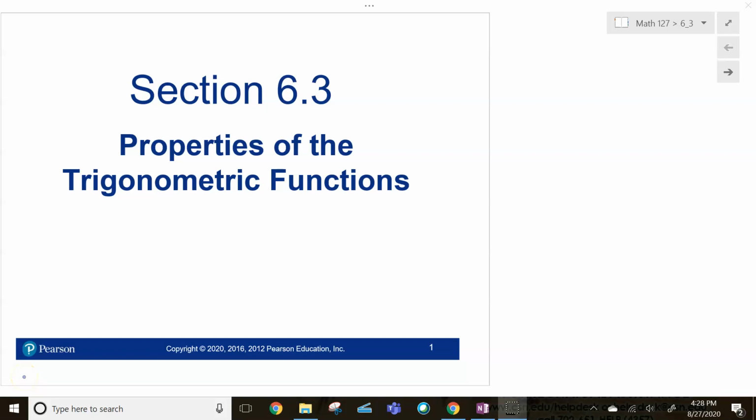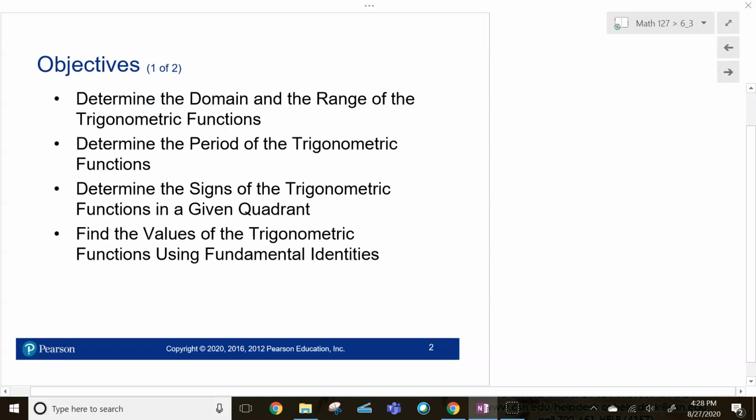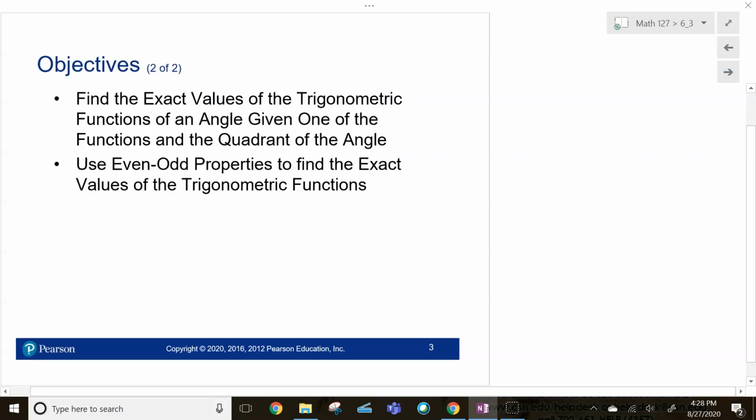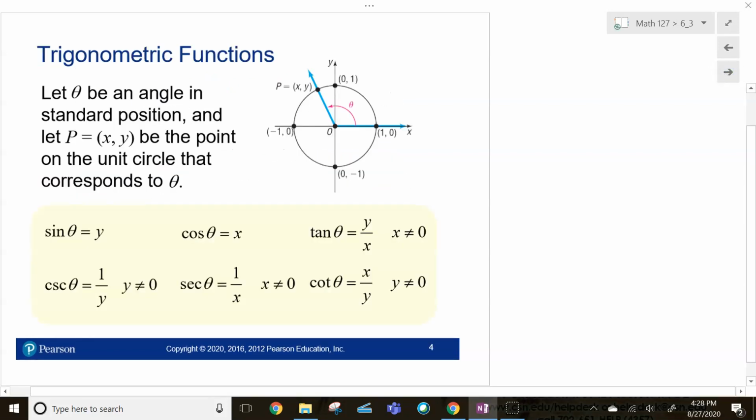This is what we're going to take a look at: properties of the trig functions. Here are our objectives. Let's start out with discussing the domain and range of the trig functions. This is going to be very brief because we discuss more about the domain and range as we create and graph these functions, okay?